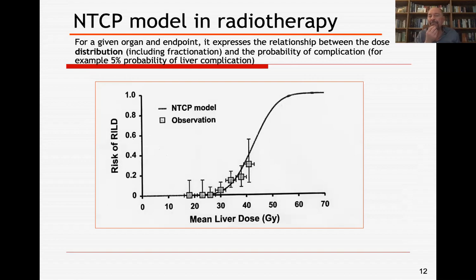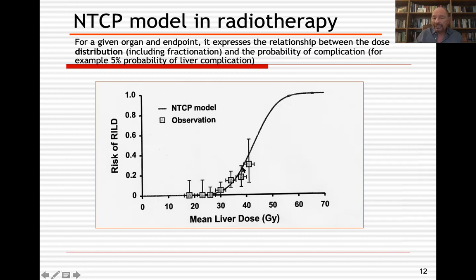The NTCP model, you see, is what is actually used in radiotherapy a lot to predict. And you see, these are examples. For example, this is the risk of radiation-induced liver disease, which is the limiting factor in the treatment of hepatocellular carcinoma. This is the mean liver dose, and this is the NTCP model. So you see, it is a good model.